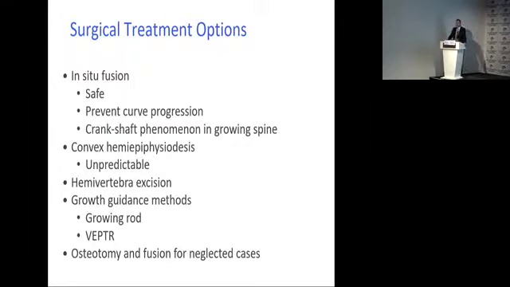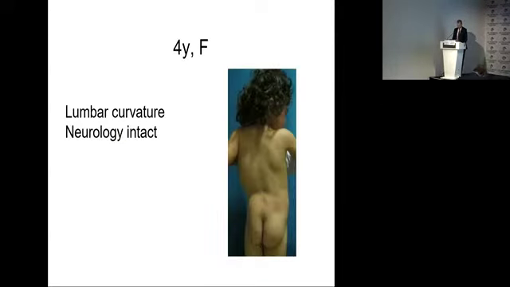Another very important option is the growth guidance methods, like growing rod or VEPTR. These kinds of methods are very important, as I mentioned before, because most of the cases have early onset. So we need to allow the spine to grow and the chest to become mature. And of course, it affects the lungs obviously. And sometimes we need osteotomy and fusion for neglected cases, and we can treat these kinds of cases.